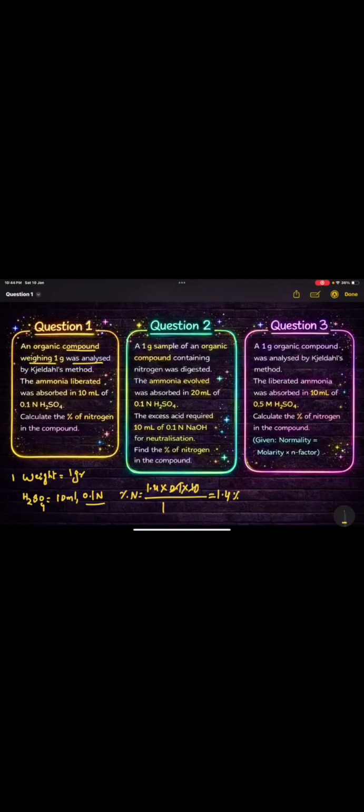and H2SO4 is given as 10 ml and 0.1 N, and percentage of nitrogen equals to, since no base is given, we can directly substitute in the formula. Substitute the values: 1.4 into normality, which is 0.1, into volume, which is 10 ml, divided by the weight of the organic compound. So we get 1.4% as the answer. This is the first question's answer.